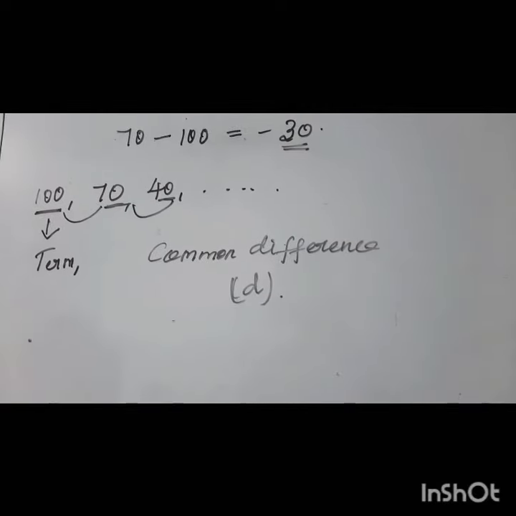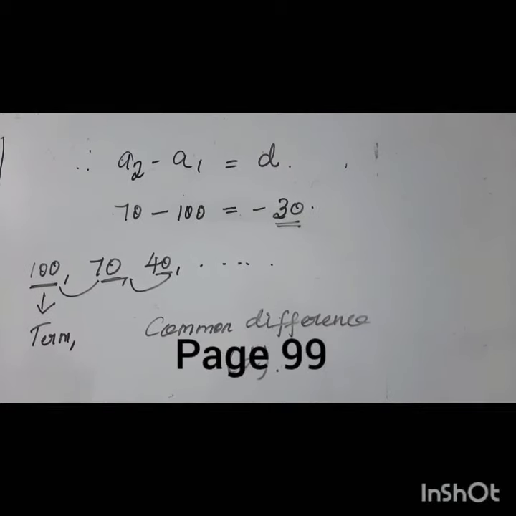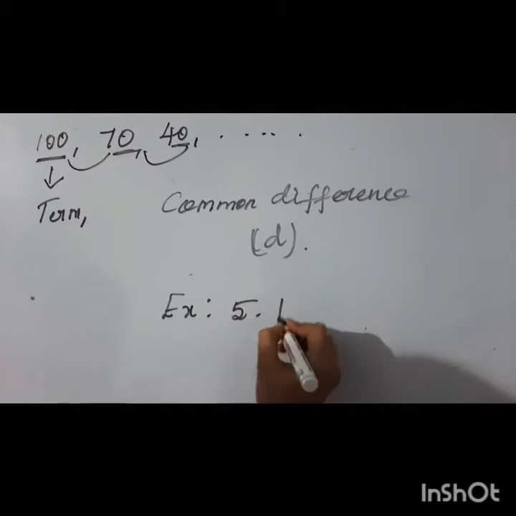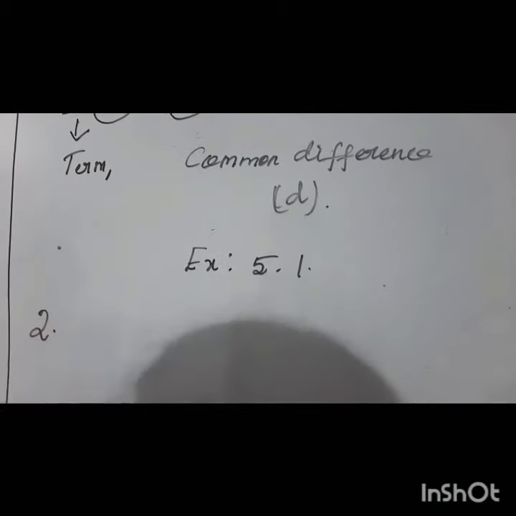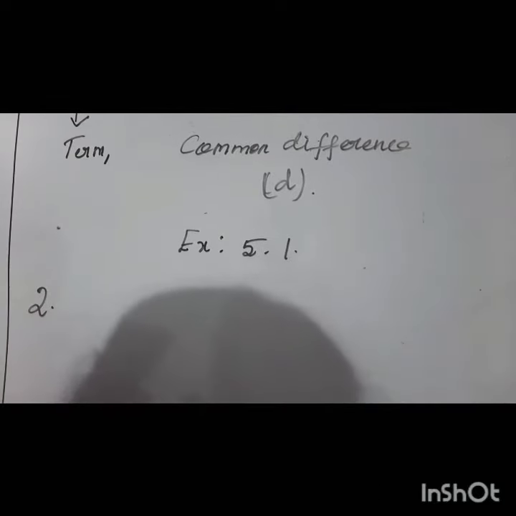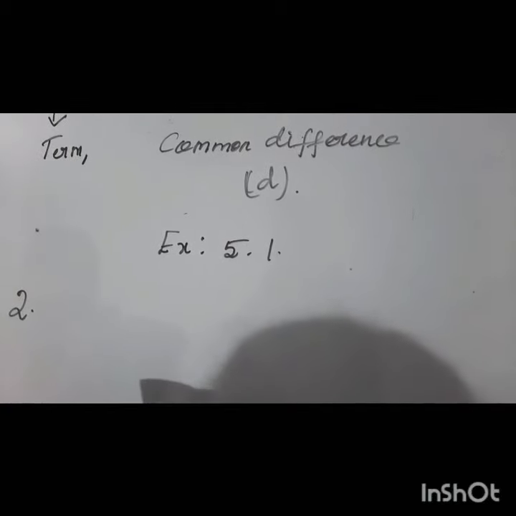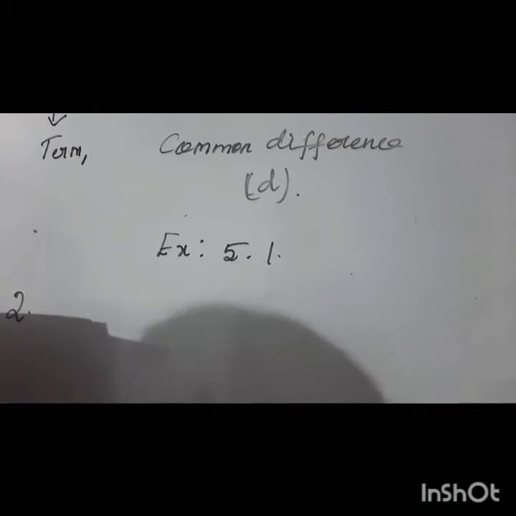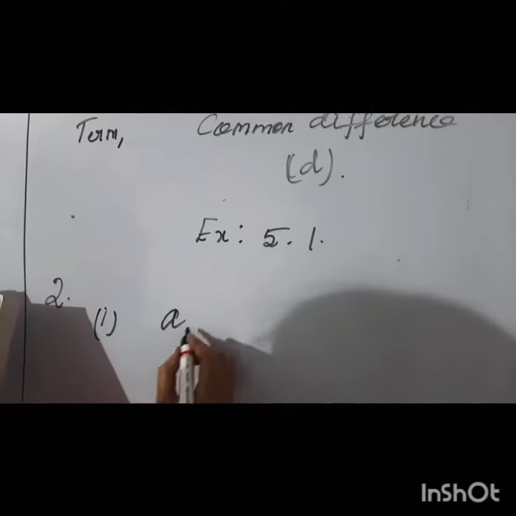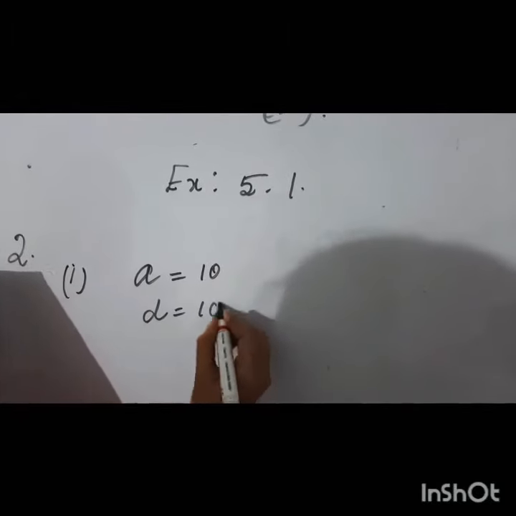Now let us move on to your exercise. Turn your page to page number 99 and start with the second sum. What is asked in the second sum? Write the first 4 terms of the AP. You are going to frame the AP, and what is provided to you? The first term is provided to you, in subdivision 1. The first term, which is nothing other than A. A is 10 and the common difference is 10.